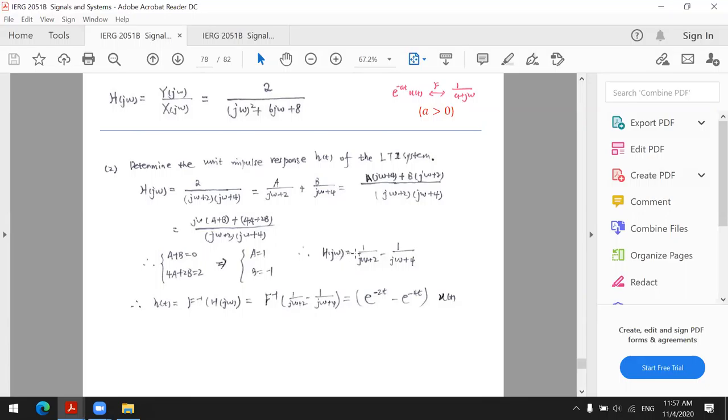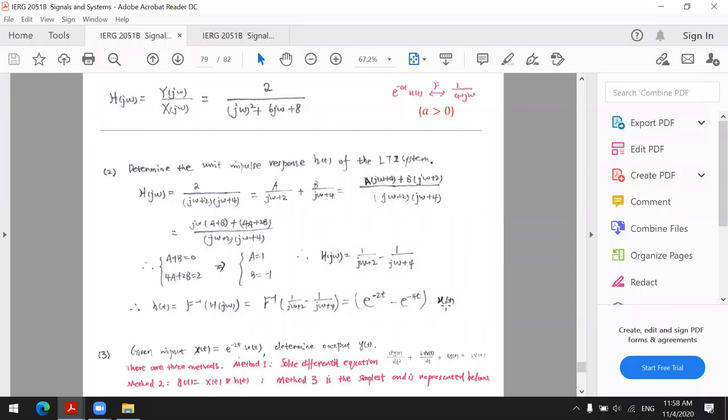Therefore, H of j omega after the split is 1 divided by (j omega plus 2) minus 1 divided by (j omega plus 4). Then applying this result from the previous exercise, we can obtain small h as the inverse Fourier transform of capital H. The first term, a equals 2, so it's exponential minus 2t u of t. The second term, a equals 4, so exponential minus 4t u of t. There's a minus sign between these two terms. And this function of t is h of t. And we are done with this question.